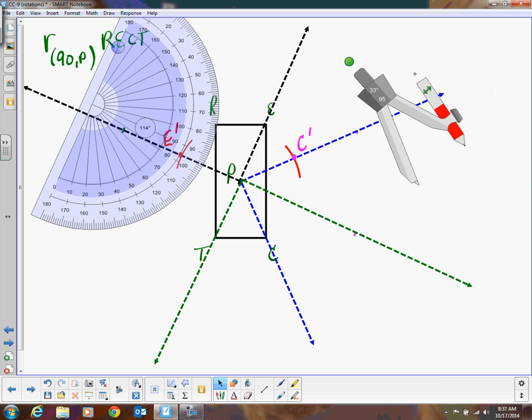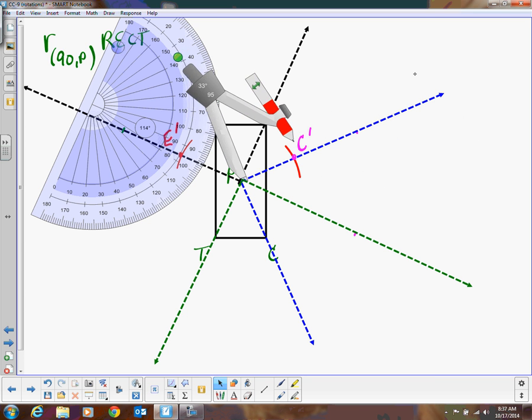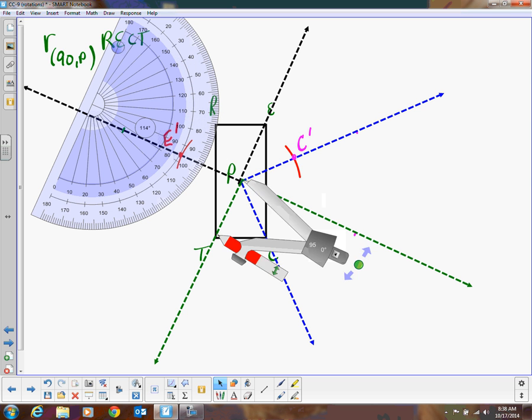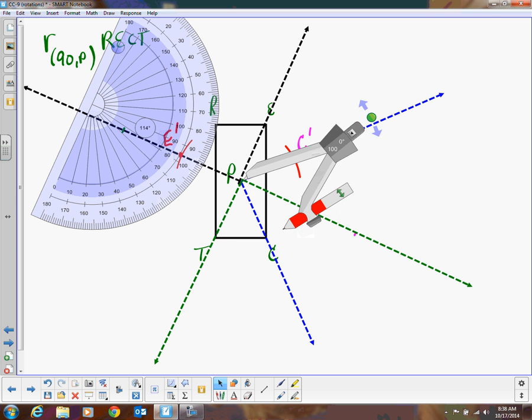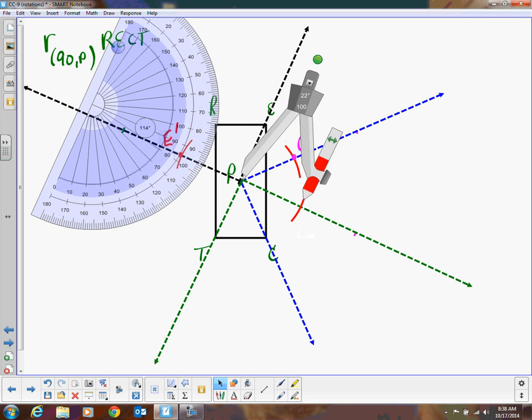Now, back to where does the compass point go? On P. The compass point goes on P. Where does the pencil point go? On T. Now I'm going to rotate this to my green line, and what do I call this? This is T prime.